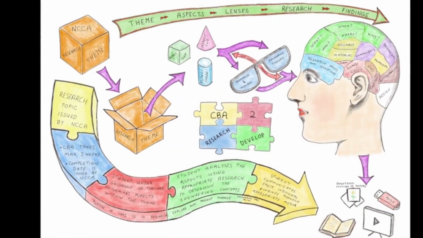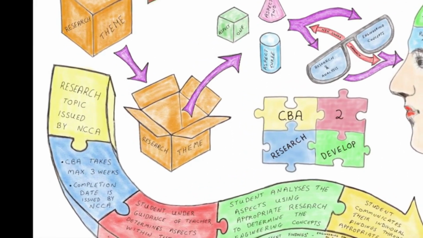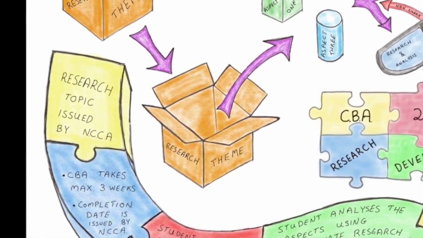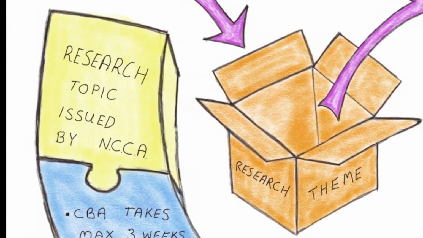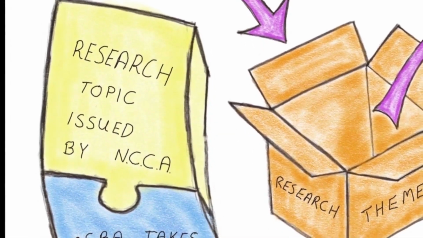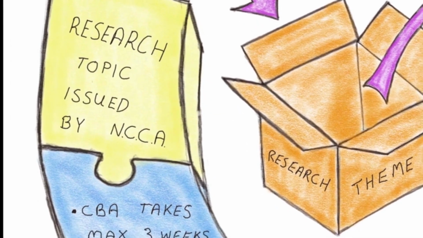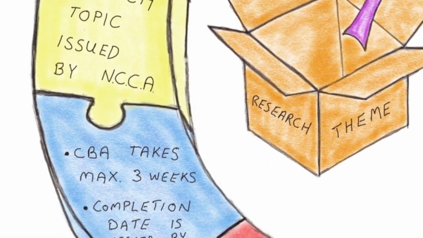If we look at our process in the bottom arrow of our graphic, we can see we start off on the yellow block here with the research topic issued by the NCCA. As we move along on our journey, we find that the assessment guidelines indicate that the CBA takes a maximum of 3 weeks and the completion date is issued by the NCCA.